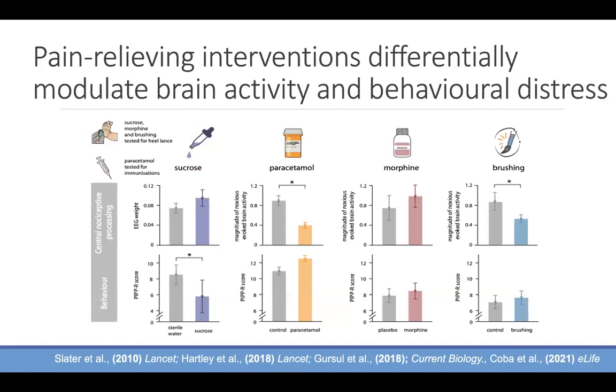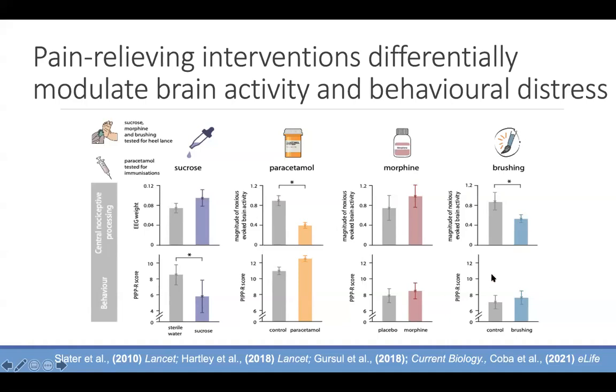But certainly a lot more work needs to be done here, because here I'm just giving some summary of some different drugs or non-pharmacological interventions that we've looked at, such as sucrose, paracetamol, morphine, and brushing. And we know that these interventions are differentially modulating brain activity and behaviour, and we need to better understand this. For example, we haven't found evidence that sucrose reduces changes in brain activity, but it does seem to diminish their clinical pain scores. In contrast, paracetamol seems to reduce the changes in brain activity that we observe, but there's no suggestion of a reduction in behaviour.